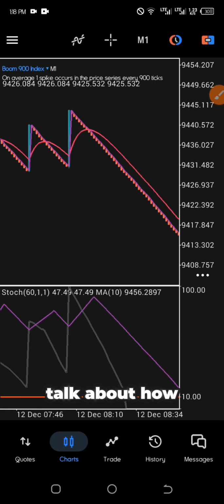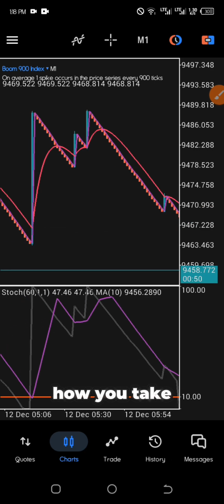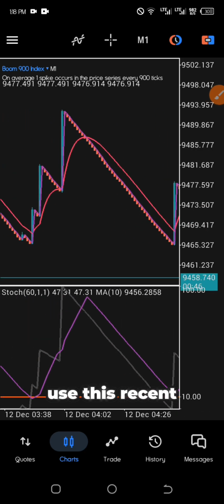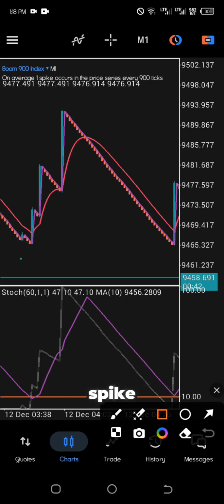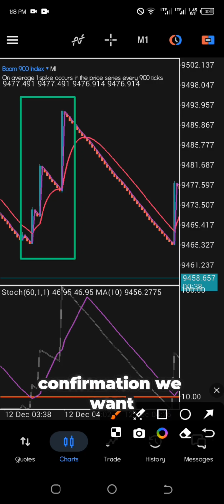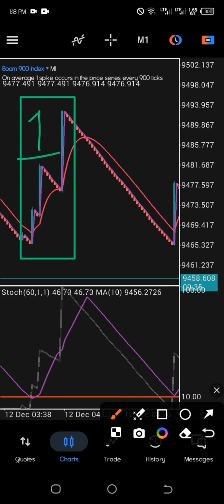So now let's talk about how the strategy works and how you take a trade using this exact strategy. Okay, so I'm going to use this recent trade as an example. Now what is the first thing? The first thing we are looking for is a spike in the market, which is this spike right here. So that is the first confirmation we want to see.